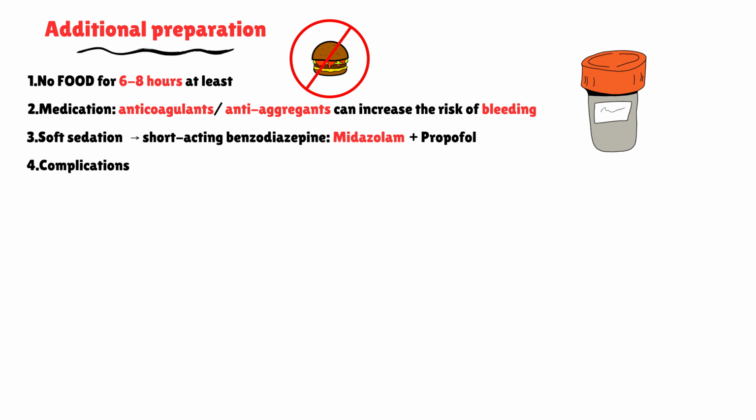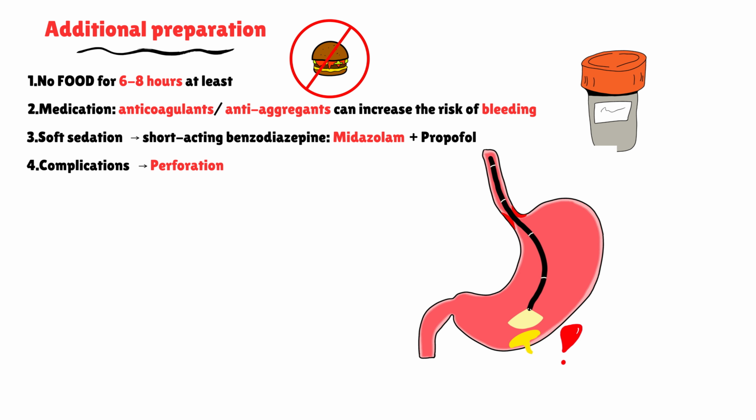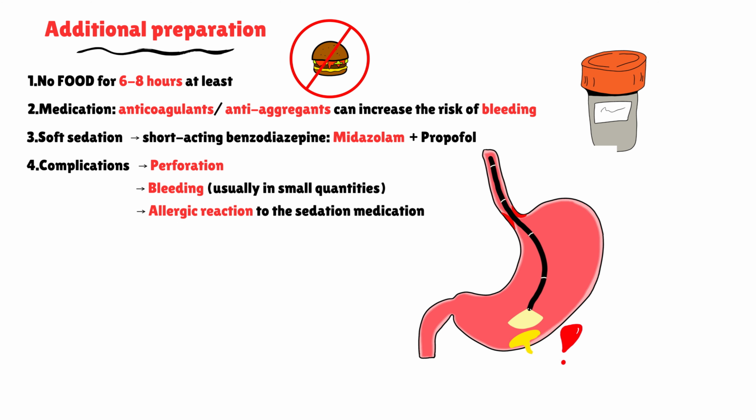While in most cases a very safe procedure, it's essential to be aware of the potential, though rare, complications. The most serious one is perforation, which is the penetration of the digestive wall. This is an emergency and requires immediate surgical evaluation. Other rare potential complications are bleeding after a biopsy or an intervention, or allergic reaction to the sedation medication.